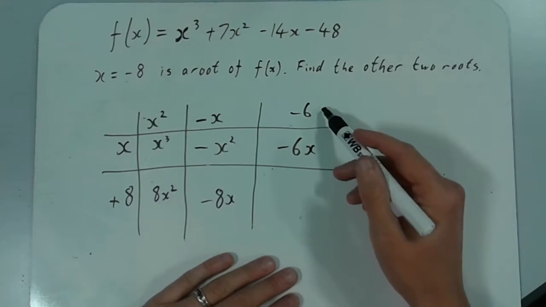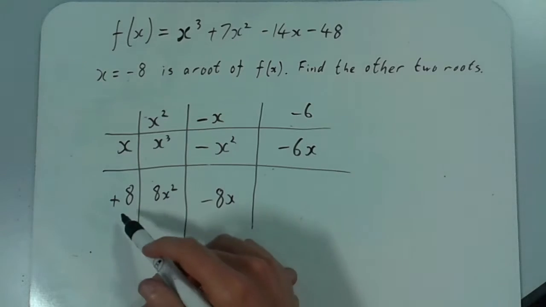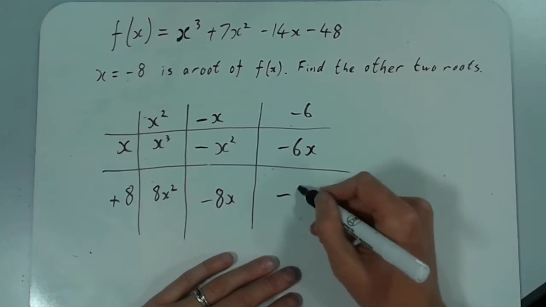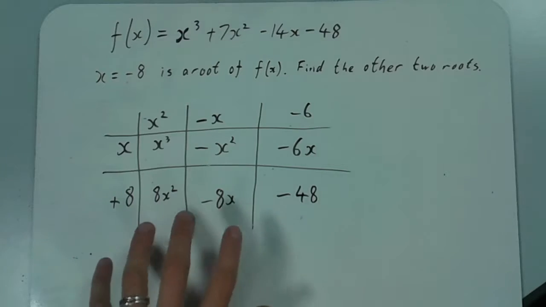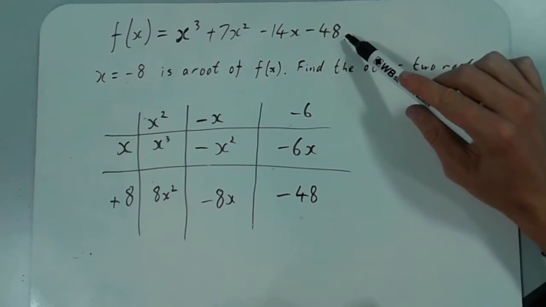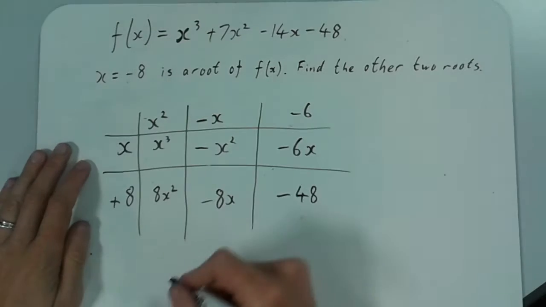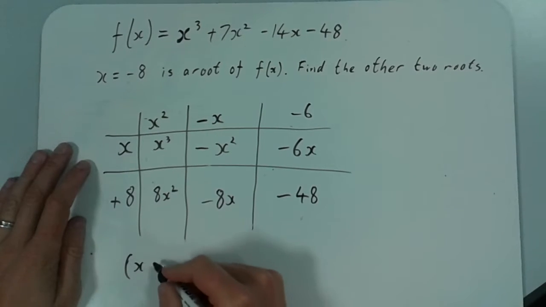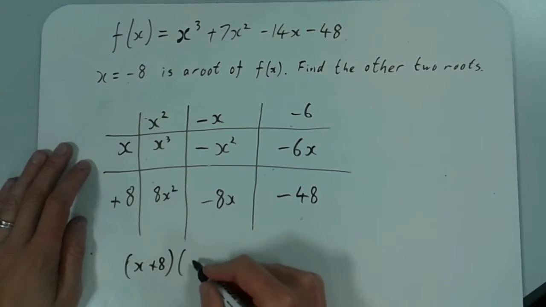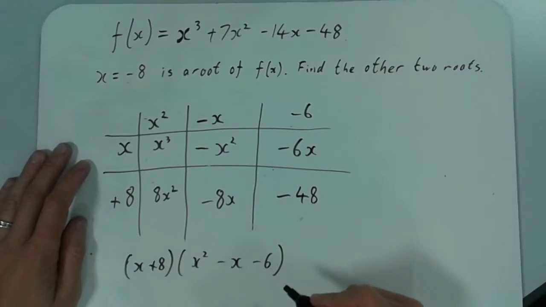Now all I need to do is fill this in, and this one here is my free check. Minus 6 times positive 8 is minus 48. That's the only square where I can get a constant. If that is the constant I'm looking for, I know I've done it correctly. Therefore, I know that this is factorised, and I know that my two factors are x + 8 and x squared minus x minus 6.